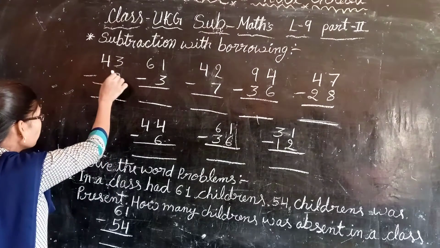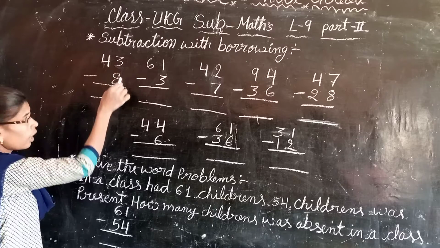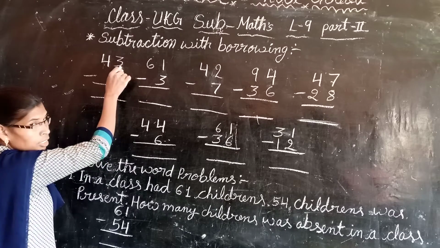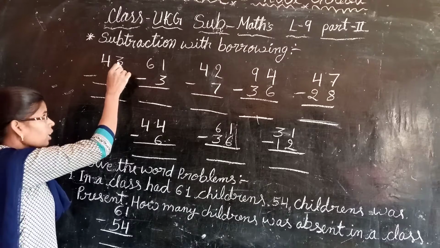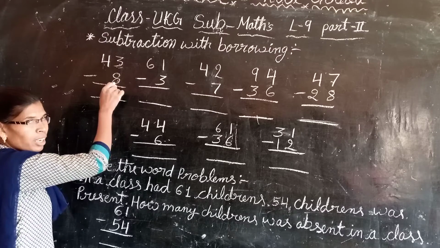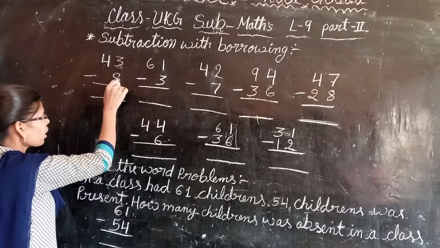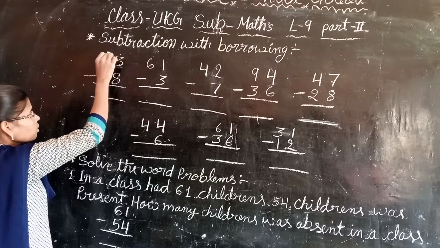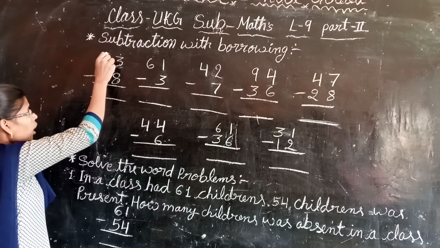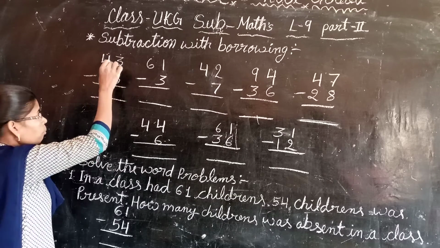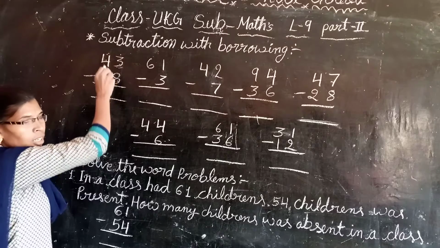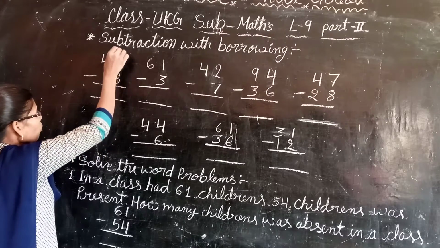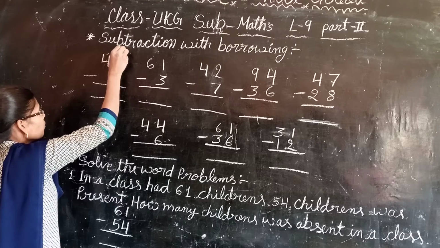So here there is 43 and 8. Now you see above the 8 there is 3, but can 3 subtract 8? No, it cannot subtract the 8. So what we do, this 3 goes to the 4 and asks for number 1. Now what does the 4 do? Number 4 gives one number, then the 3 and 1 make 13.